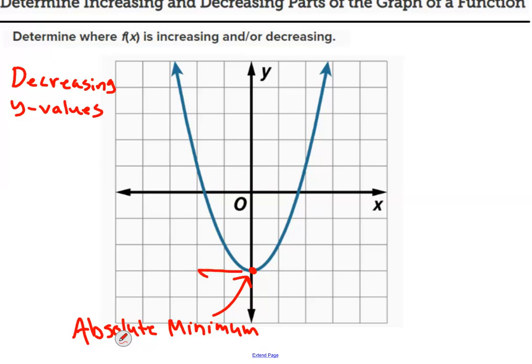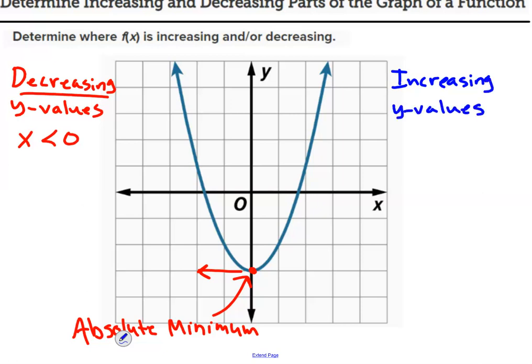So here it is whenever x is below 0. So here we're going to have x is less than 0. That is when we are decreasing. So we're decreasing all the way to that absolute minimum, and then we start increasing again. So we would say increasing y values when x is greater than 0. Right at 0 it is not decreasing or increasing. That is the point in which it's changing, so we wouldn't say anything like that.